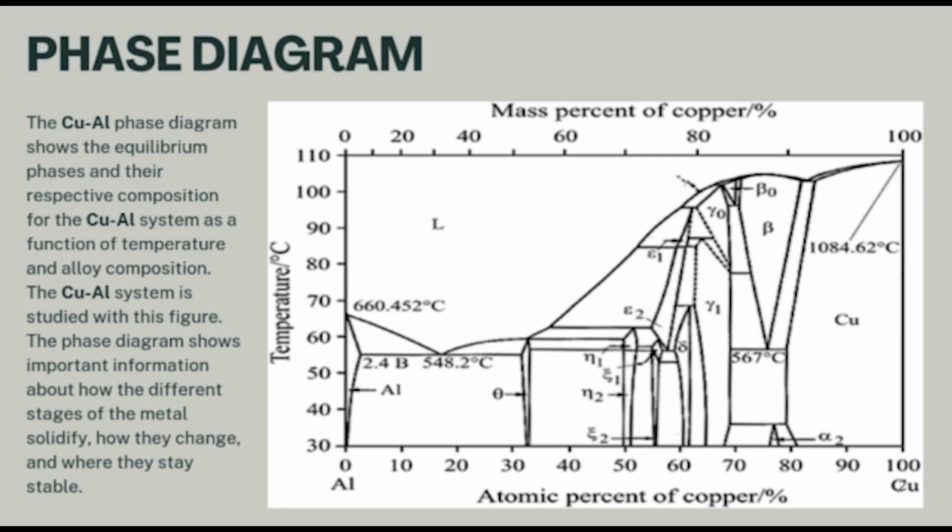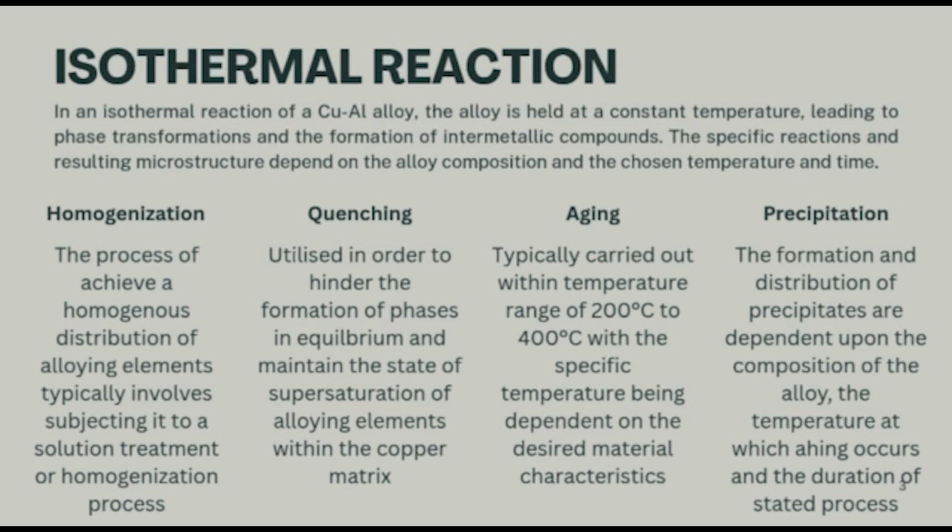A key transformation is the eutectoid reaction at 548 degrees Celsius, where the beta phase breaks into alpha and gamma 2. This happens at constant temperature and creates a fine, strong microstructure. The diagram also includes eutectic and peritectic reactions, which form solid phases from liquid and solid mixtures. In short, the copper aluminium phase diagram helps to predict phase changes and guide heat treatment to control the alloy properties. Now let's look more closely at the reactions that occur in the copper aluminium system.